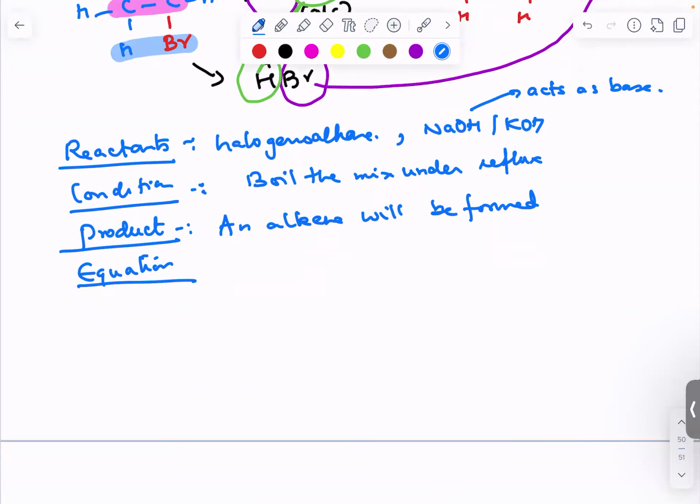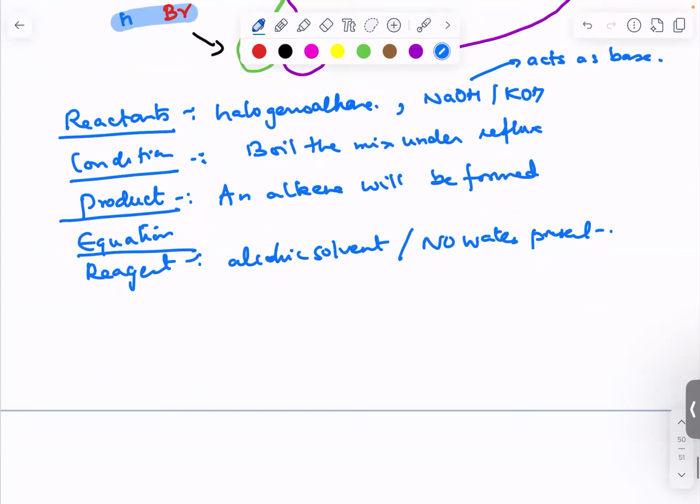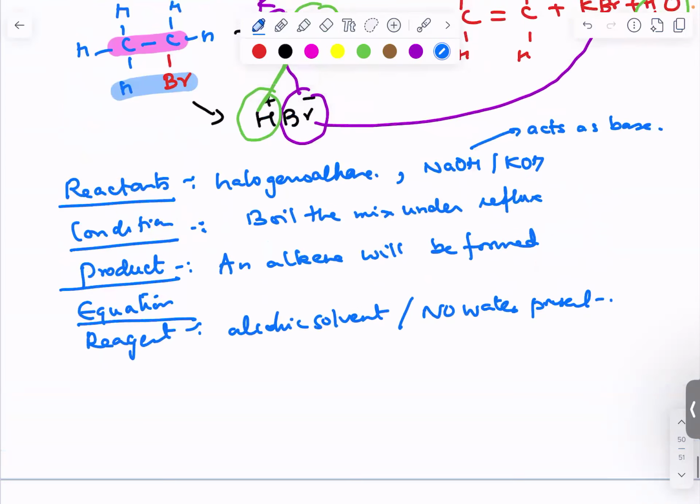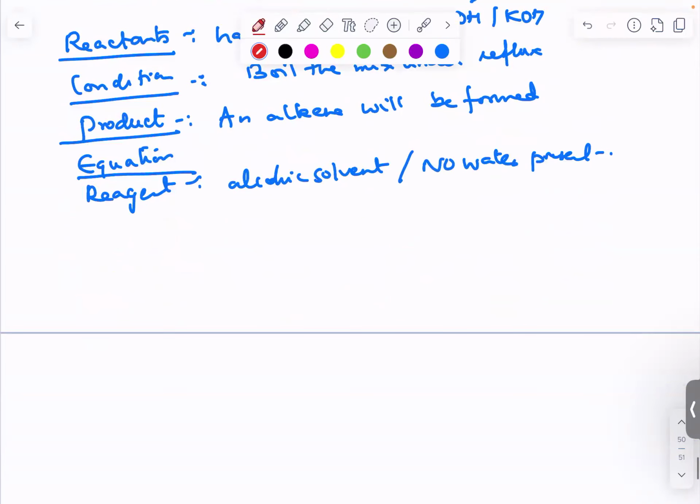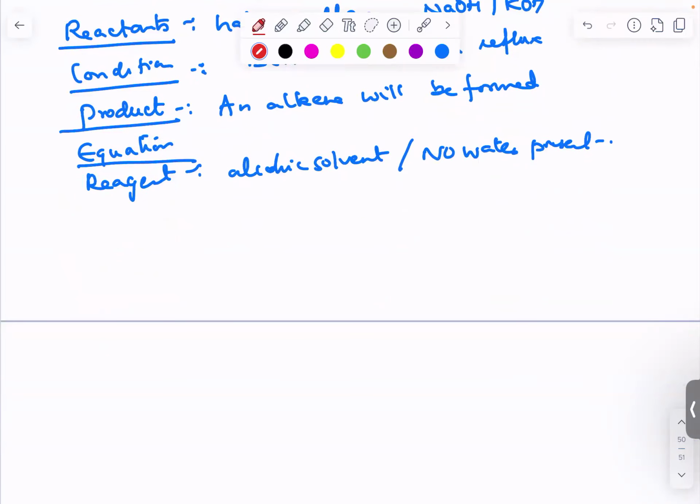And there is no water. Alcohol reagent condition. Reagent is missing. Reagent will be alcohol. Alcoholic solvent. That means no water present. All right. So now we will do the mechanism. Okay. Be very careful about the mechanism because it's important.